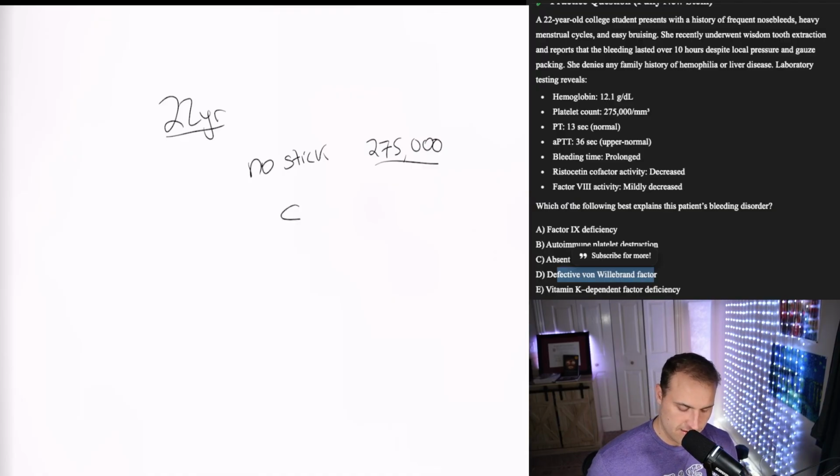There's also low factor 8. That was really nice of them to say. Von Willebrand factor protects it. So without that, factor 8 will break down. The low ristocetin cofactor says von Willebrand's is not working because the ristocetin test is abnormal. So you might ask, what is ristocetin? That's a test that checks whether von Willebrand factor is doing its job. If the test is abnormal, then von Willebrand factor is not working.